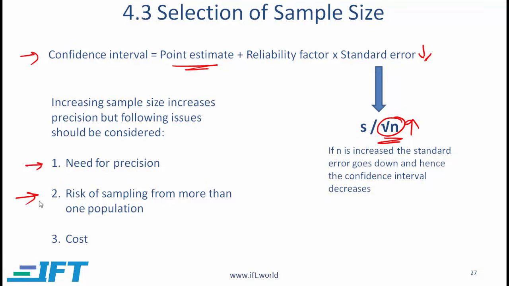A second point is that if we use a very high sample size, then we might risk sampling from more than one population. We should be sampling from the population that is of interest to us or the population that we are studying. But if n becomes too large, then possibly we might spill over to a population that we are not that interested in. So that is an issue we need to consider. And a third very important item is cost. It is expensive to draw large samples. So we need to balance precision with the cost of taking large samples.